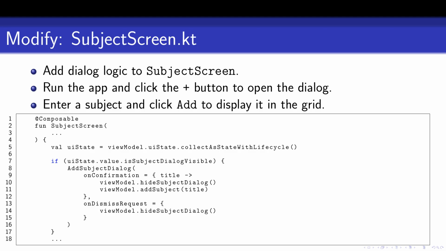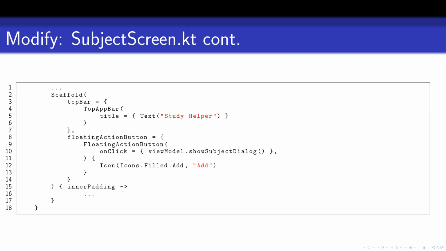We also update the scaffold structure of subject screen. The top app bar displays the app title, Study Helper, and a floating action button is added that calls showSubjectDialog when pressed. This connects the UI controls directly to the ViewModel's dialog state, ensuring that user actions are reflected in the UI state and that the dialog logic is centralized.